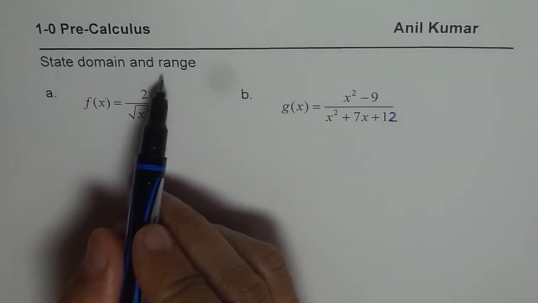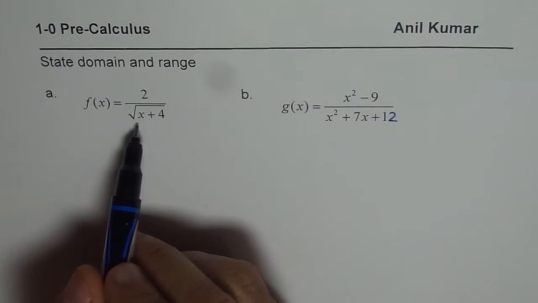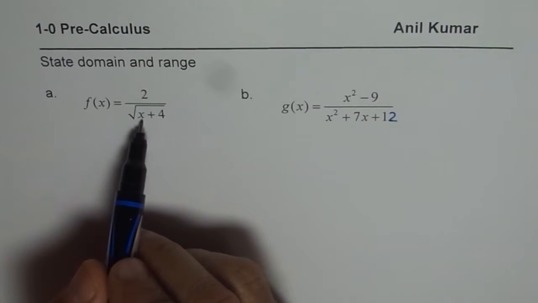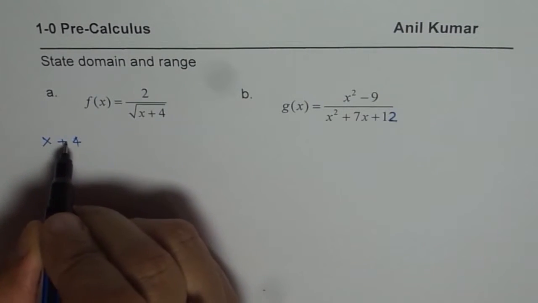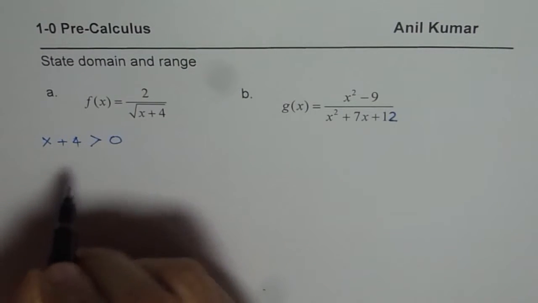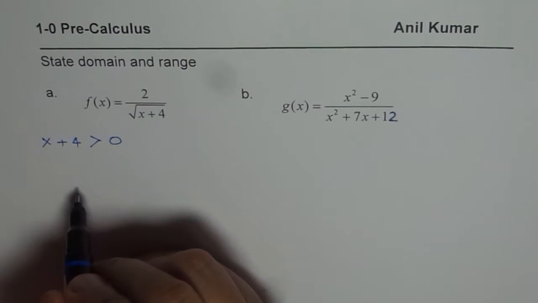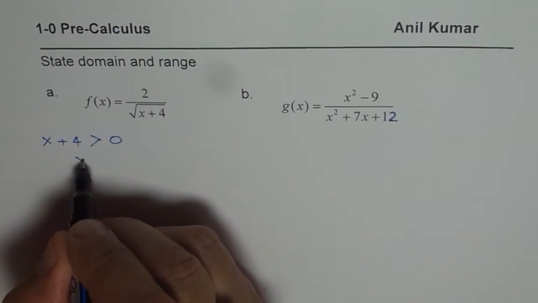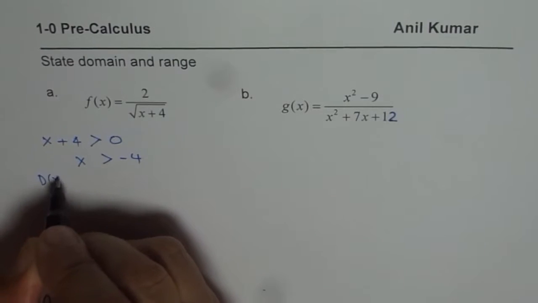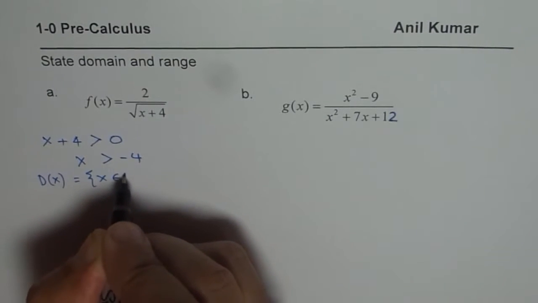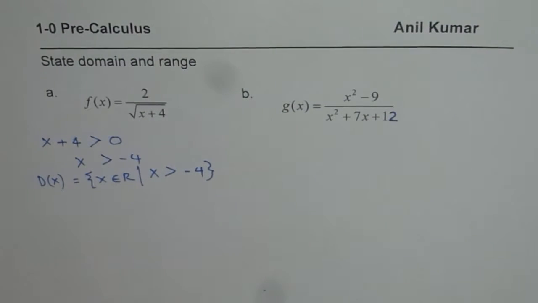Now to get the domain, we know that the denominator should not be 0, and for the radical, we know that it should be non-negative, right? So to get the domain, combining both conditions, x plus 4 should be greater than 0. It cannot be 0 also, since dividing by 0 is not permitted. So x plus 4 greater than 0 gives us that x should be greater than minus 4. So that becomes the domain, right? So we get the domain of the function as x belongs to real numbers, where x is greater than minus 4.